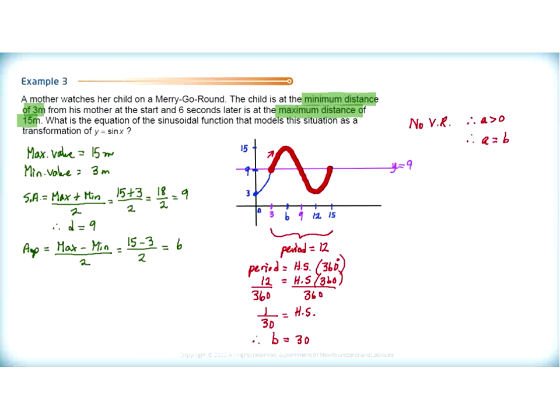That gives us the value of b in our equation to be the reciprocal of 1 over 30, which is 30. As well, the sine function normally begins at t equals 0, but here it's beginning when t is equal to 3. So that tells us that there is a horizontal translation equal to 3 units to the right.